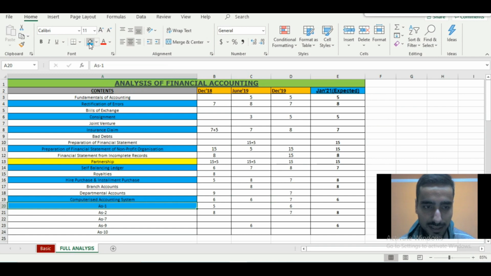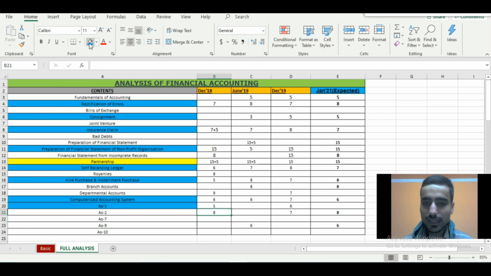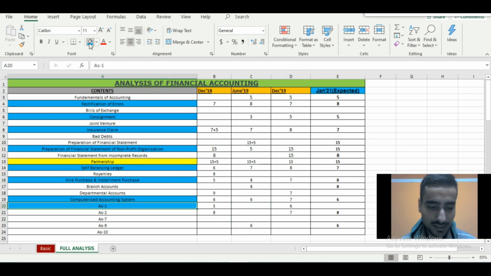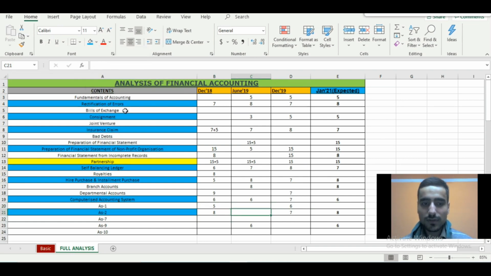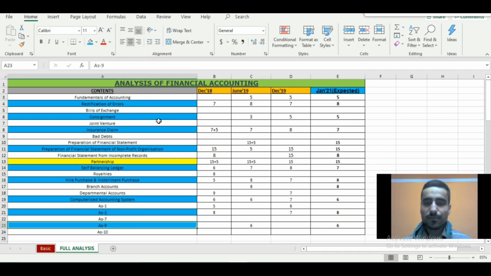Coming to AS1, we have a 5 marks question in December 18, then no question in June 19, then a 6 mark question in December 19. So I think nothing will be there this time. I will just skip this. I wanted to highlight AS2 because there was always a question from AS2. So AS2 and AS9, these two AS are very important, so prepare them accordingly.